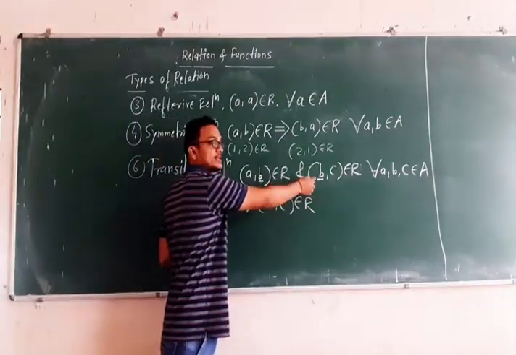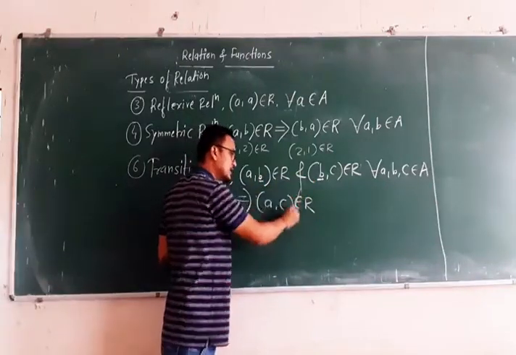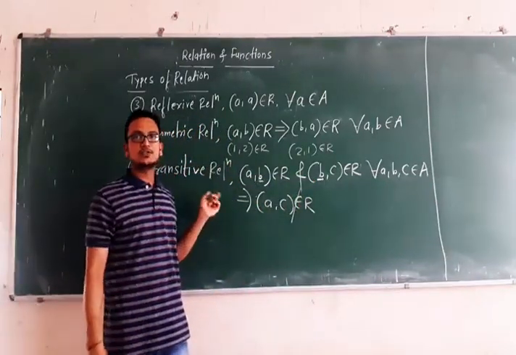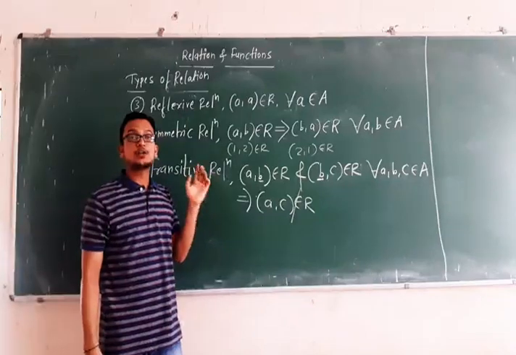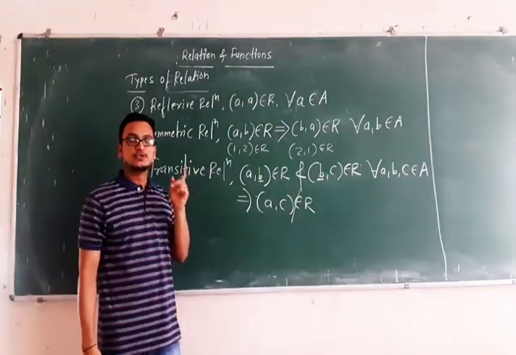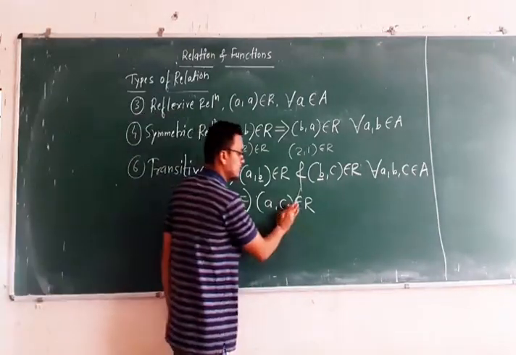Suppose these two are present in R, but this one does not belong to R, then R is not transitive. R means relation. So the relation is not transitive.